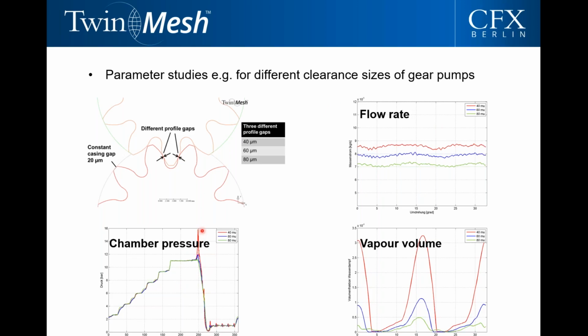And also with tighter clearances, we see that the chamber pressure at some rotor position is increasing, and you also see effects like an overcompression, which is happening, and also increasing vapor volume. So that means the tighter the clearances are in this case, the more pronounced cavitation could be.